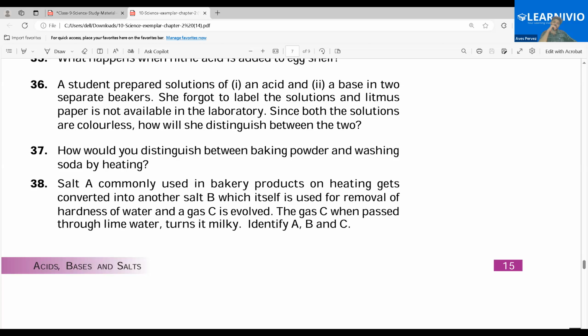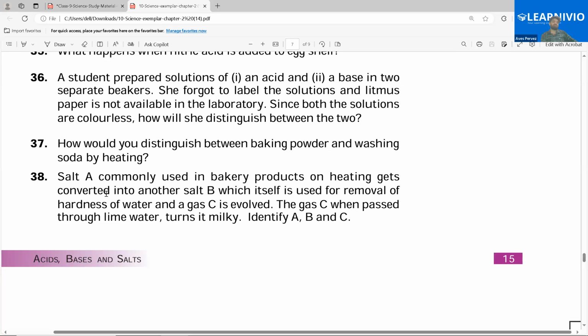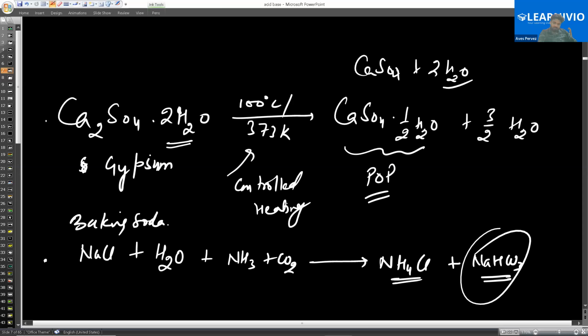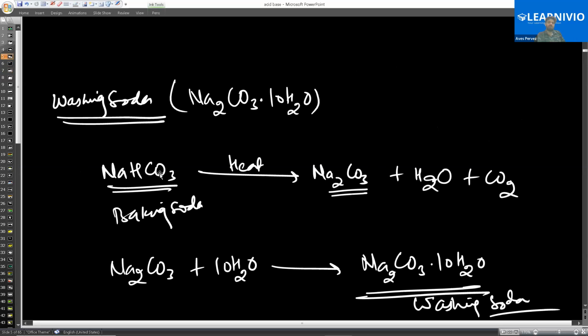And B? B is Na2CO3. Oh, sorry, Na2CO3. So this question is based on the previous slide that we were doing. When you heat compound A, it gives a gas and a compound B, which is used for removing the permanent hardness of water. So B is washing soda, and A is also used in the bakery industry. So this is baking soda. And C is carbon dioxide gas.